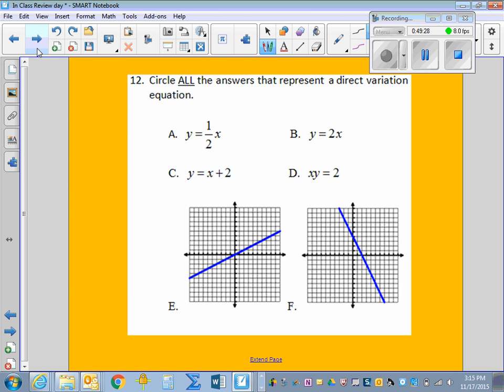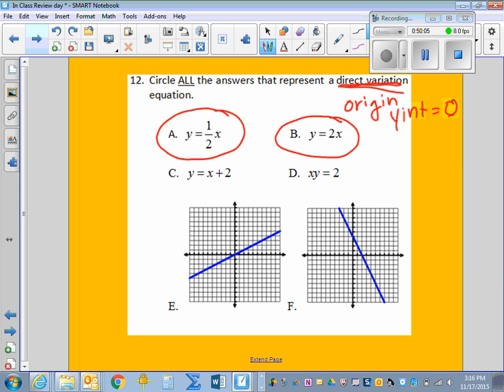Alright, number 12 says circle all the answers that represent a direct variation equation. We talked about this earlier when we did the warm-up and our homework. A direct variation passes through the origin and thus has a y-intercept of 0. So when I look at my equations, I want there to be nothing after my x. So like letter A, it says 1/2 x, same thing as plus 0, which means my y-intercept is 0. So I'm looking for there to be the absence of a number for my y-intercept. So A is one of my answers.